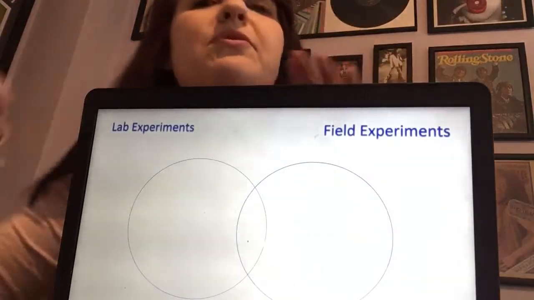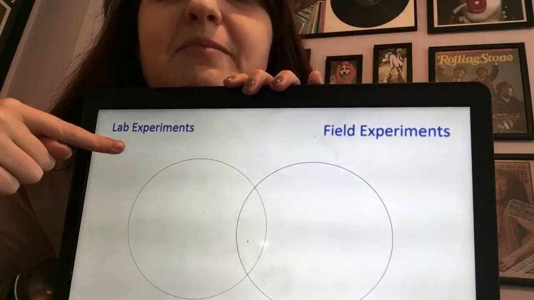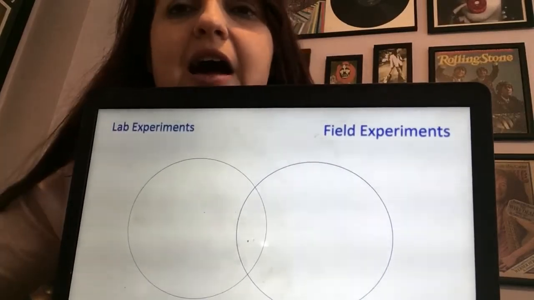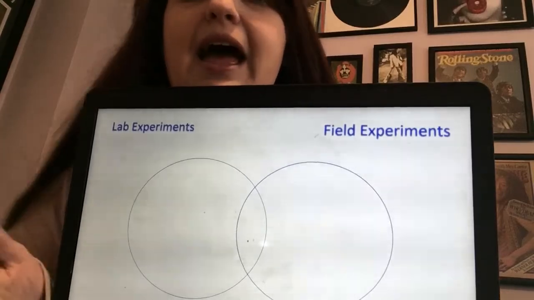If I could get you to draw a Venn diagram like this with field experiments on one side and lab experiments on the other, because there are some similarities and there are some differences. So if I run through these, and then you can fill out the Venn diagram in the correct way.